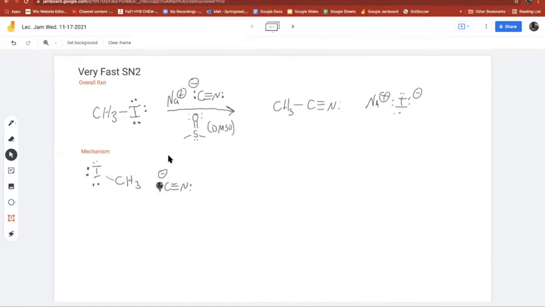Okay, here we go. So it's going to do a backside attack like that. Kick off our leaving group to give us iodide. And our nitrile. I want to make this linear, right? Because that central carbon has just 2 atoms attached. There we go. And this is exothermic.